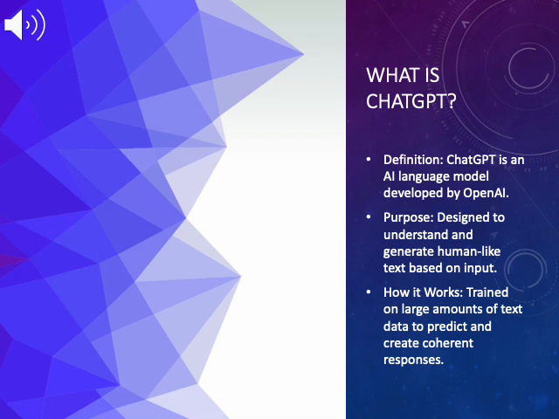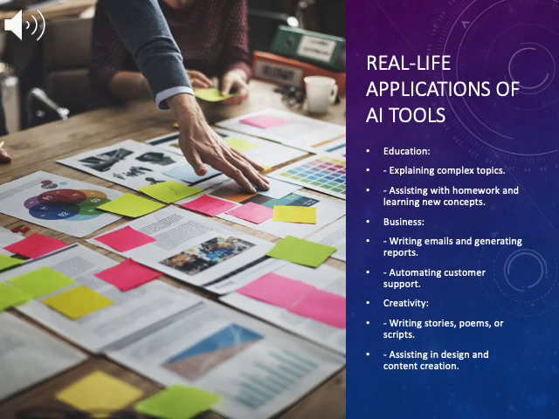One popular AI program you might have heard of is ChatGPT, developed by OpenAI. ChatGPT is a language model designed to understand and generate human-like text. Think of it as a super advanced chatbot that can hold conversations, answer questions, and even create content. It works by being trained on massive amounts of text data, allowing it to predict and create responses that are coherent and meaningful.